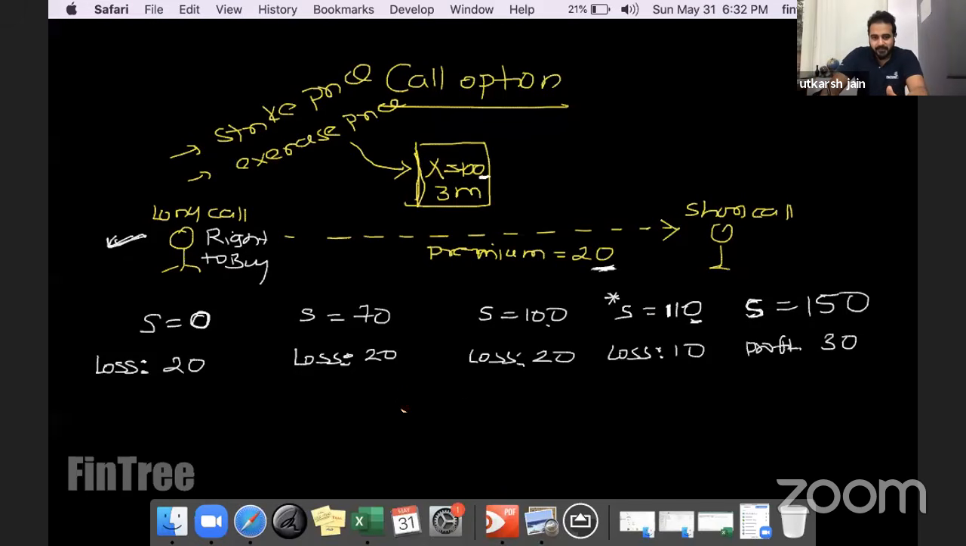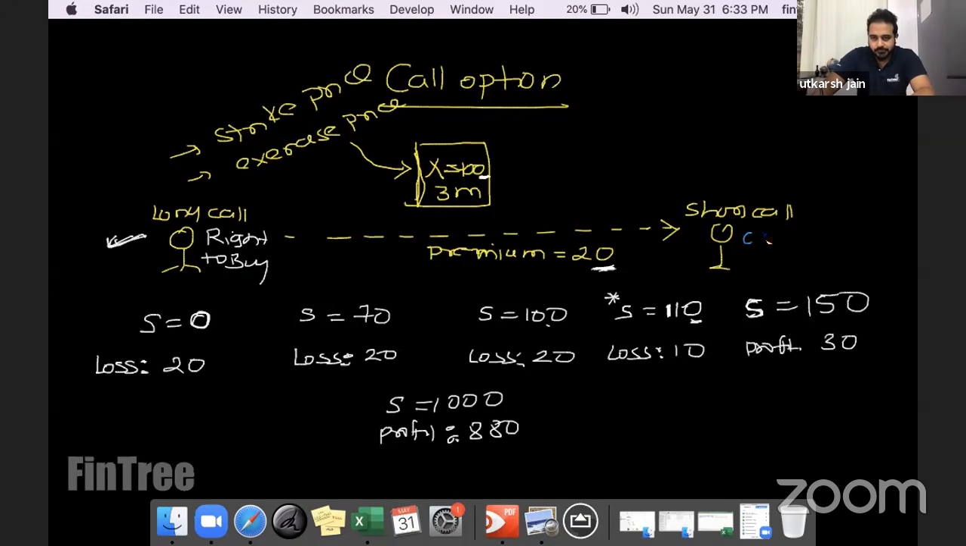There is no rule, which means in theory there is nothing stopping the stock from going to 1,000 as well. It can just go to as much as it wants, which means that profit can also go as much as it wants. So in this case, what do you think would be the profit? Profit would be 900 minus 20. So we will have a profit of 880. And in theory, profit can go unlimited. Got it?